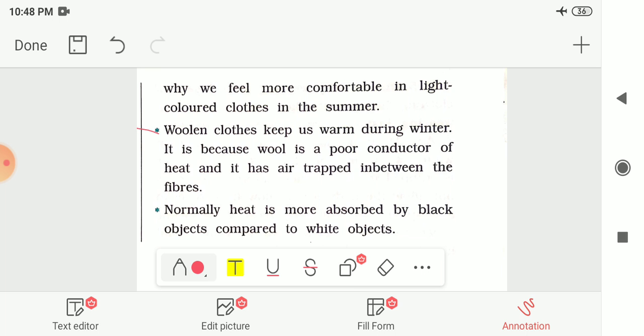Then we had seen that woolen clothes keep us warm during the winter season. It is because wool is a poor conductor of heat and it has air trapped between the fibers of wool, so we feel warm during the winter season. And normally heat is absorbed more by black color objects, as we had seen for dark color objects, as compared to light color objects, that is white objects. So these are the things we had seen in our chapter number 4, that is heat.